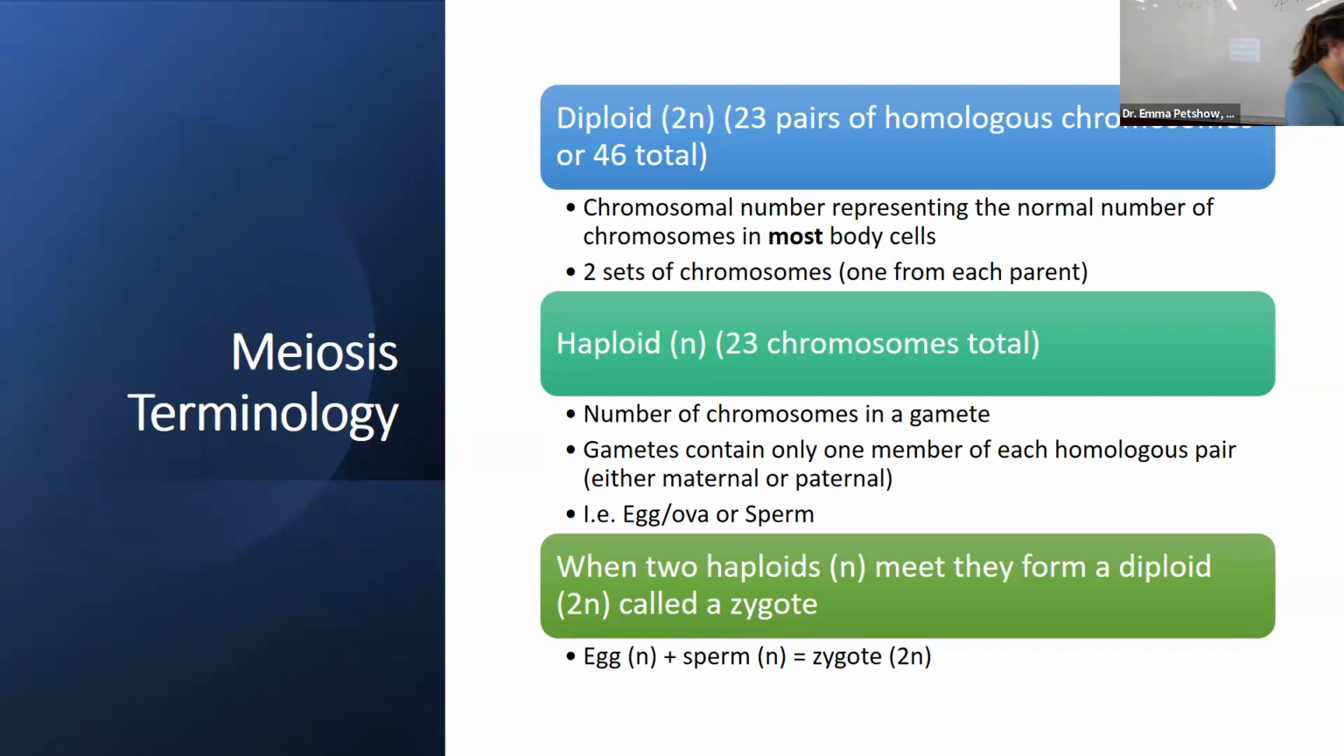And this would be like the number of chromosomes in a gamete, in a sperm or in an ova or egg. Gametes have only 1 member of each homologous pair, so either a maternal egg or ova, or a paternal sperm. When 2 haploids meet, they form a diploid, which we call a zygote if they're actually fertilized, right? So egg, haploid, sperm, haploid, fertilization, diploid, okay?